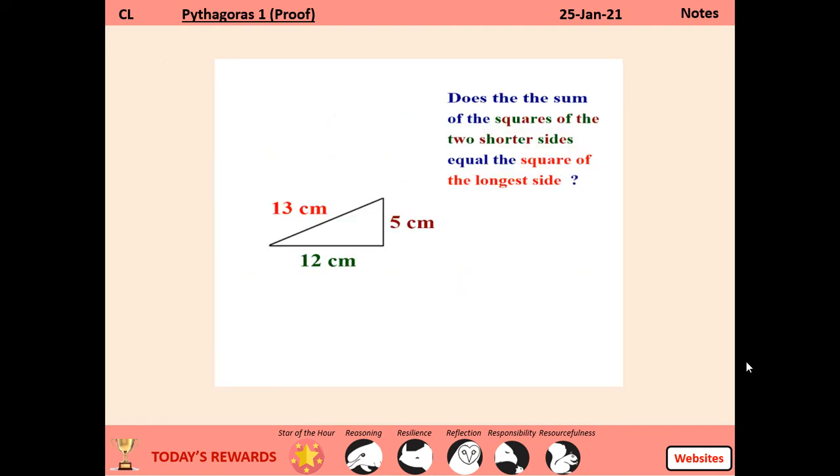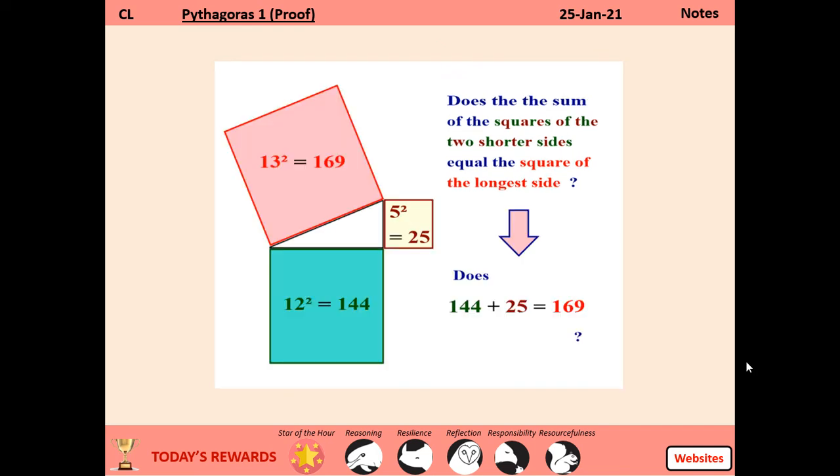So for example, pay attention here. The question might give you a triangle like this with lengths 5 centimeters, 12 centimeters, and 13 centimeters. The question could be, is this a right angle? How can I prove this is a right angle? Well, if the sum of the squares of the two shorter sides equals the square of the longer side, then it is a right angle triangle because it follows the rule of Pythagoras.